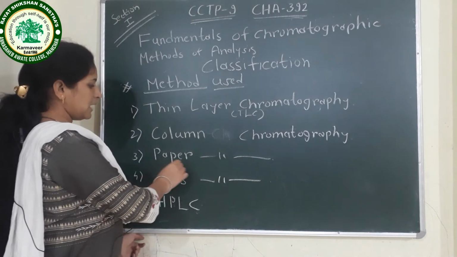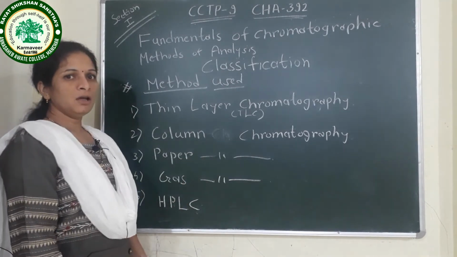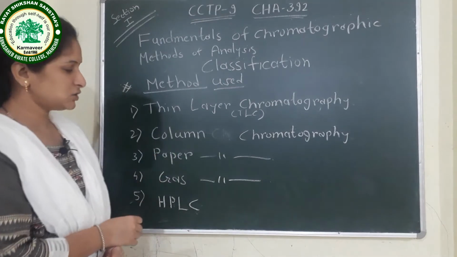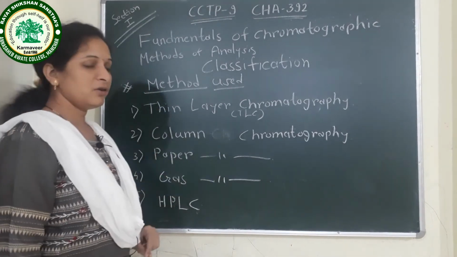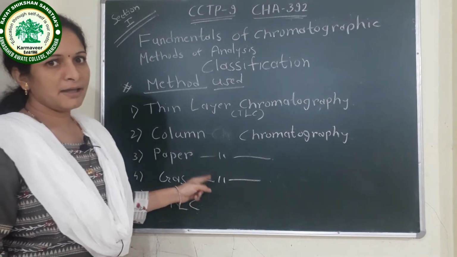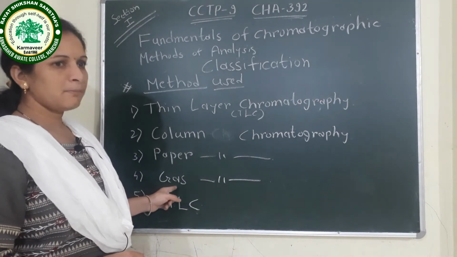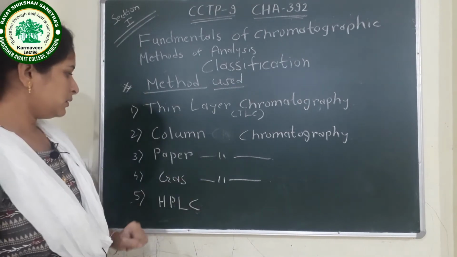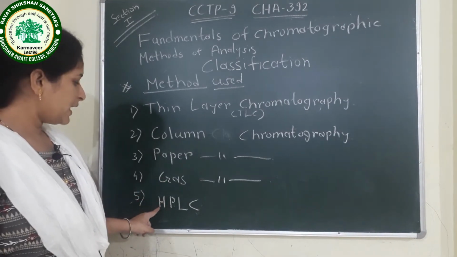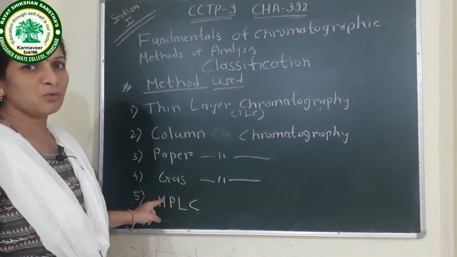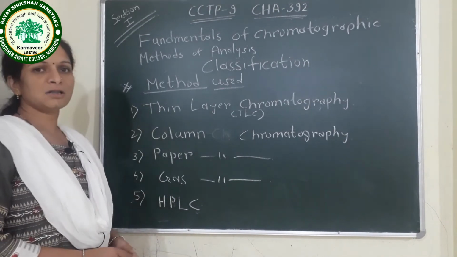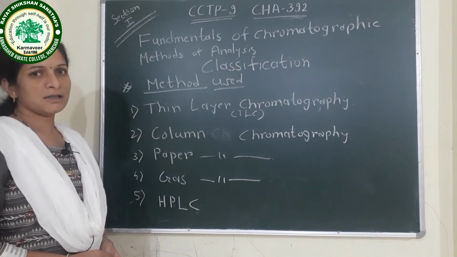Now there is a third type, the paper chromatography. Here we are using one paper for the separation. Then the gas chromatography. In gas chromatography, we are using the mobile phase as a gas and the stationary phase may be liquid or solid. These two techniques, gas chromatography and HPLC, are instrumental techniques. Mostly these techniques are used in many chemical industries and pharmaceutical industries for the separation of the various components.